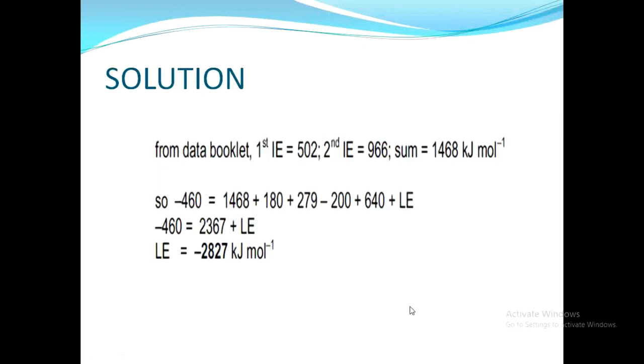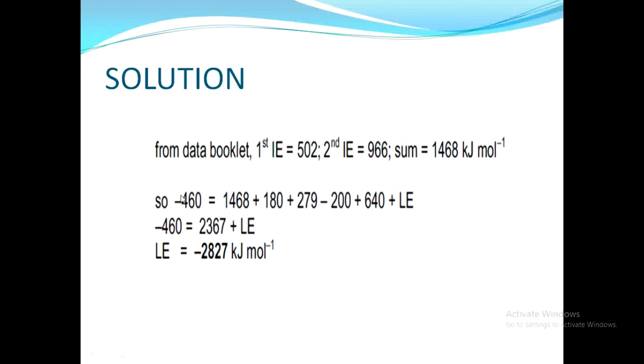So by putting the direct route equivalent to the indirect route, we did not have the data about the first ionization energy and second ionization energy in the question. We can get the data from the data booklet. The first ionization energy of barium is 502 kilojoule per mole. The second ionization energy of barium is 966 kilojoule per mole. Summed up, it is equivalent to 1468 kilojoule per mole. Now here you can see that the values are plotted and the lattice energy is calculated. Which enthalpies are added up here within the equation?